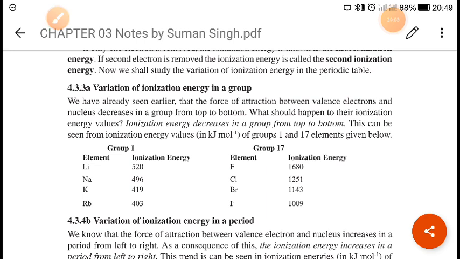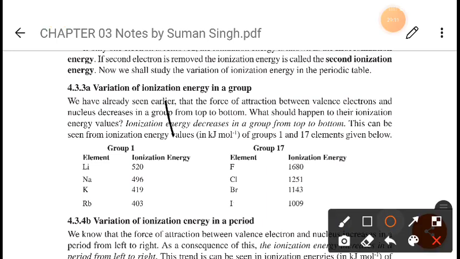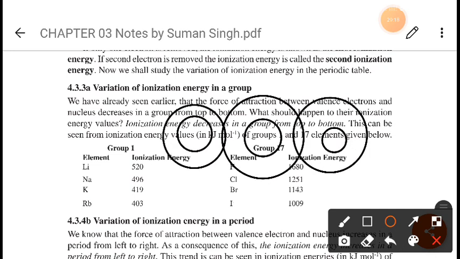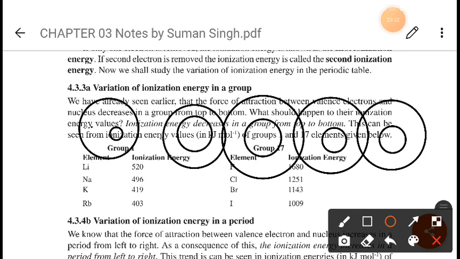Now the next factor is that the number of shells remains the same. Across the period, the number of shells will remain the same, right? It will not decrease or increase. Since the number of shells remains the same and the differentiating electron enters into the same shell, that is why also there is a gradual increase in the ionization energy.